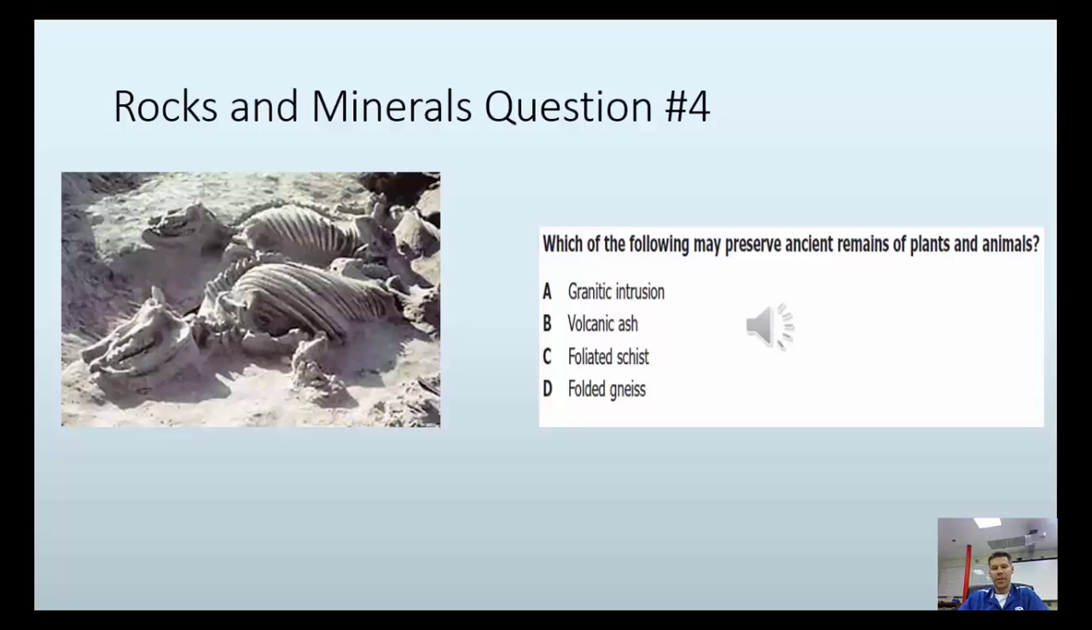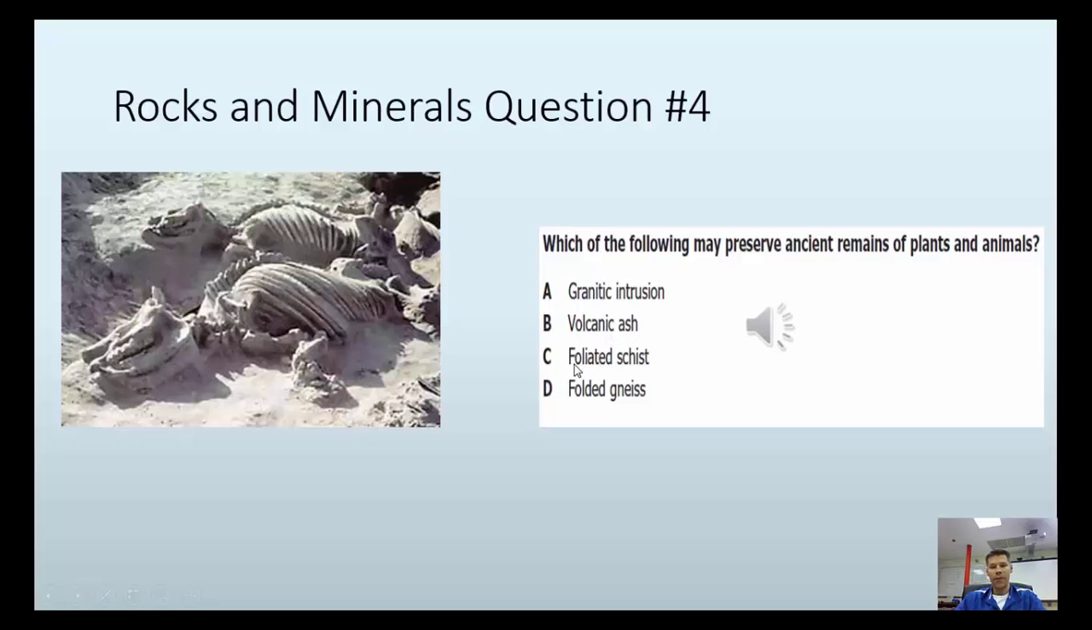This is a good question. It'll really test if you really understand the different types of rocks. So which of the following may preserve ancient remains of plants and animals? So what we're talking about here are fossils. So which type of rock may you find a fossil in? A granitic intrusion. Remember, granite is an igneous rock formed under the ground by hot magma cooling. You're not going to find any plant or animal remains in that. Volcanic ash. Let's think about that one for a second.